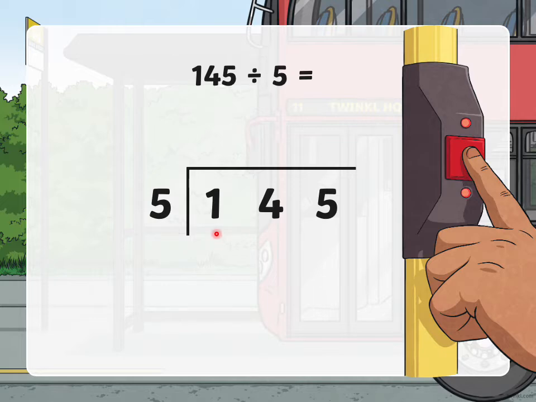Unlike most of the operations, which we do from the units, division we do from the left, from the highest place value. We start from the left. Okay, now 1 divided by 5. So how many fives are there in 1? If you have 1 apple, can you share it with 5 people? Actually not. We cannot divide 1 by 5.